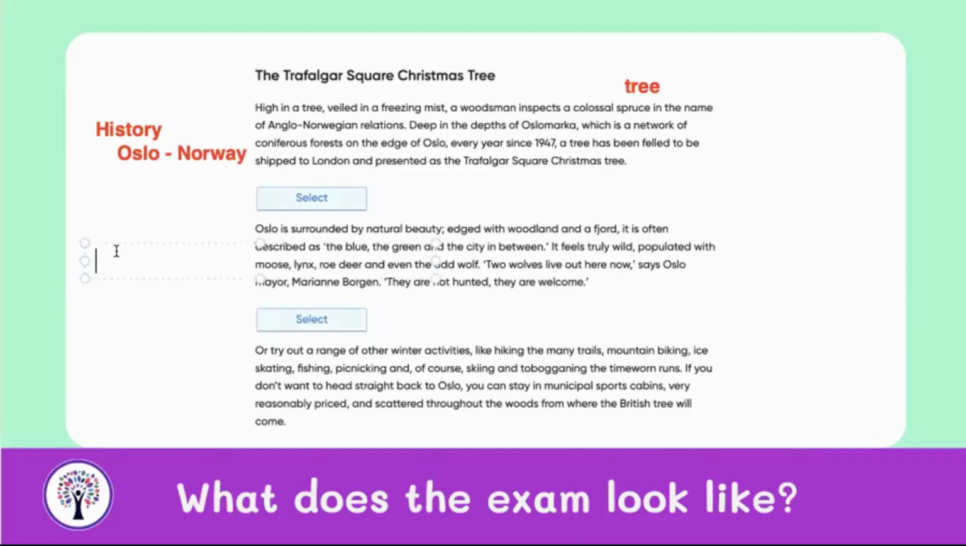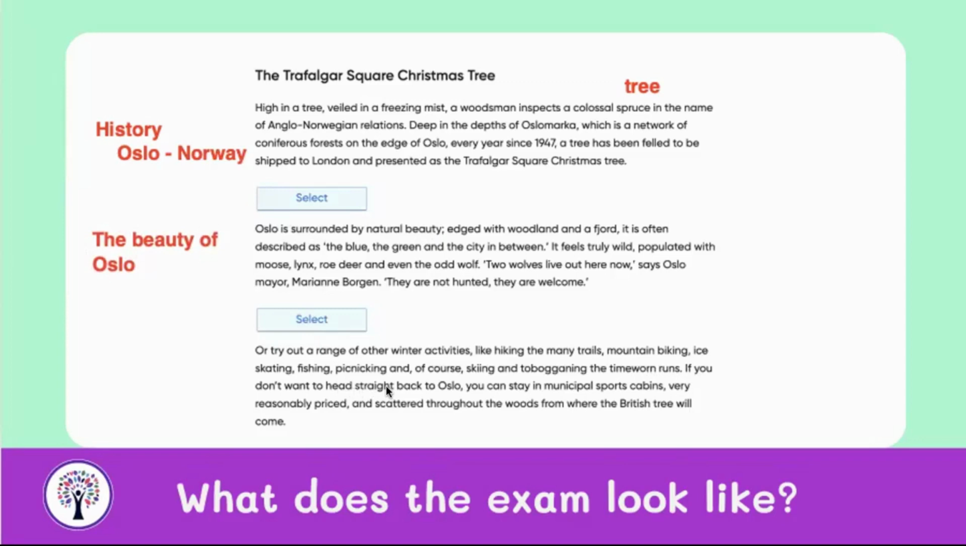So here, what is it talking about? Well, it's telling us more about Oslo, isn't it? Maybe it's telling us about the beauty of Oslo, including the animals and the nature and the wildlife as well. What about the third paragraph? Or try out a range of other winter activities like hiking the many trails, mountain biking, ice skating, fishing, picnicking, and of course, skiing and tobogganing the time-worn runs.